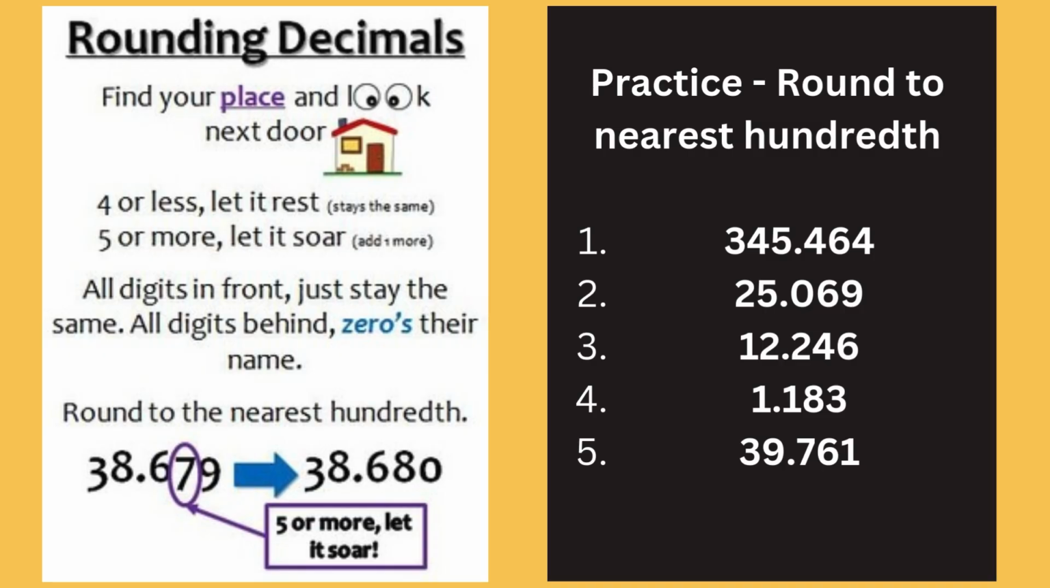The next number, number 4, 1.183. My hundredths place is the 8. I look at the number next to it. It's less than 5, so it's going to be just 1.18, rounded to the nearest hundredth. Number 5, 39.761. The hundredths place is the 6. I'm going to look to the next number. It's a 1, so it's less than 5. So this number rounded to the nearest hundredth is 39.76.